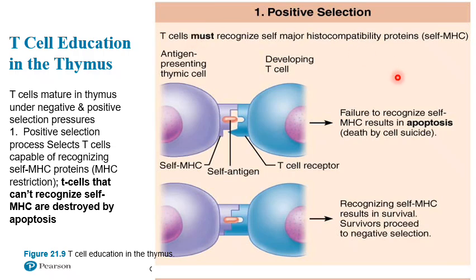In the positive selection, in the positive clonal selection, the T cells must recognize self major histocompatibility complex. This is the self major histocompatibility complex. You have to know that this is self. Recognizing self results in survival, which means you're not supposed to kill self. You have to know which is self, because if you cannot recognize self, you might end up killing the self.